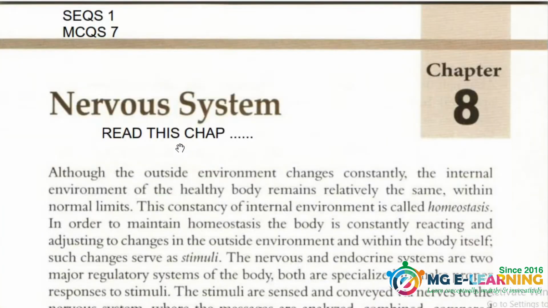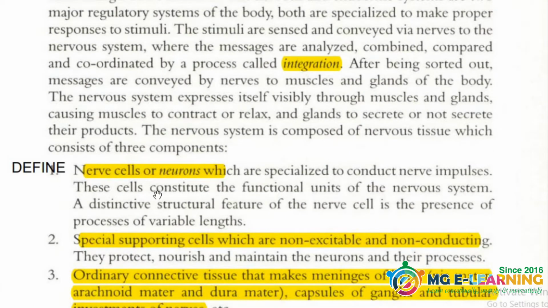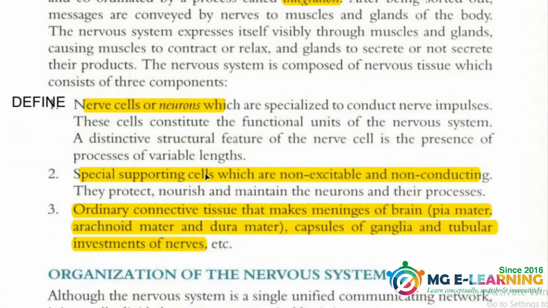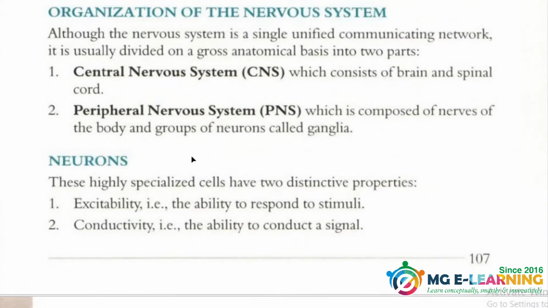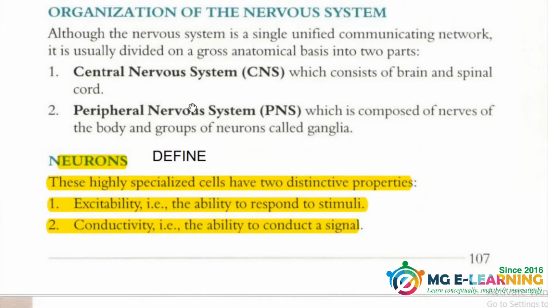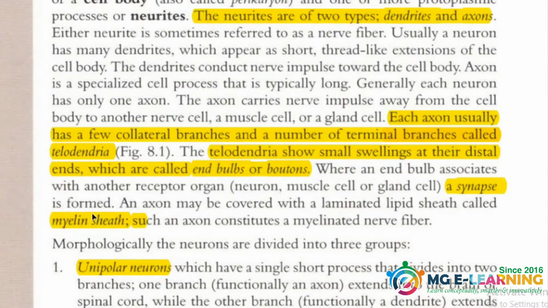Now this is Chapter 8. First of all, the table of specification indicates there will be 1 SCQ and 7 MCQs from this whole chapter. The nervous system is again for thorough reading. You just have to read this chapter. First of all, you have to know the definitions of neurons, and the organization of the nervous system is important for your understanding, like there is the central nervous system and the peripheral nervous system. Just read this. The neuron definition is important.